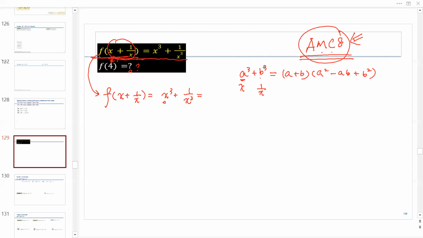Okay. So it means this one can be factored into what? X plus x first. So second part, what about second part? A equals x, b equals 1 over x, right? So a squared minus what? Here is x over 1, right? Everyone understand this process? We factor this one. A equals x, b is 1 over x.